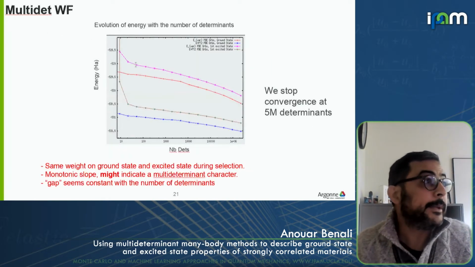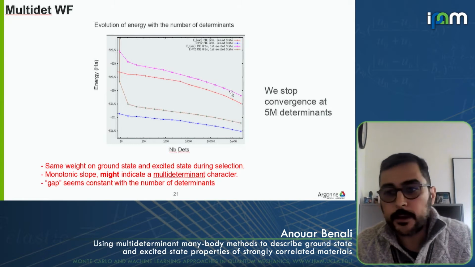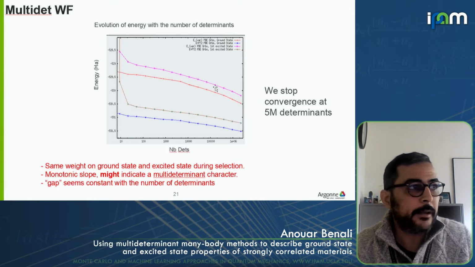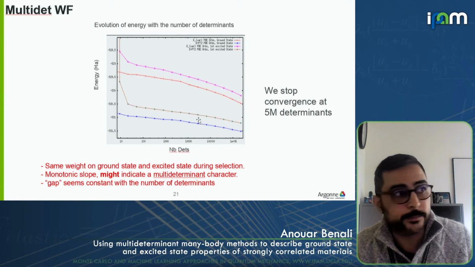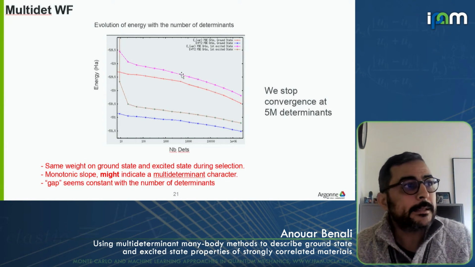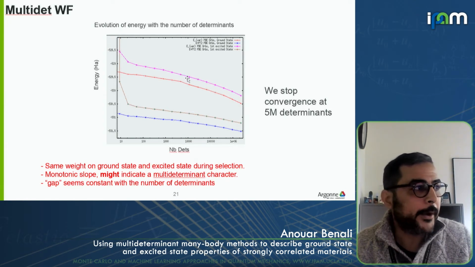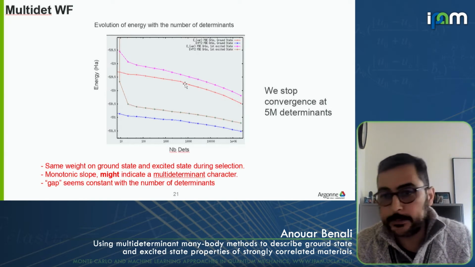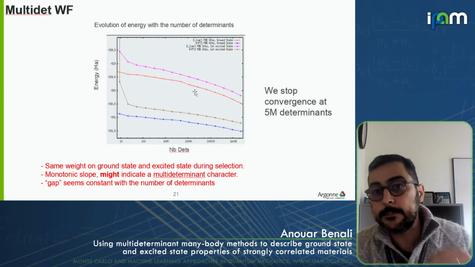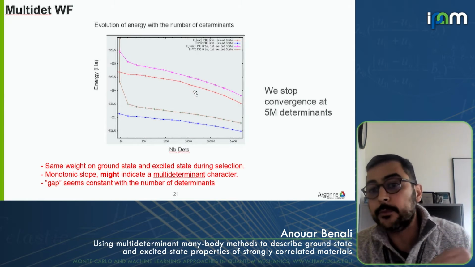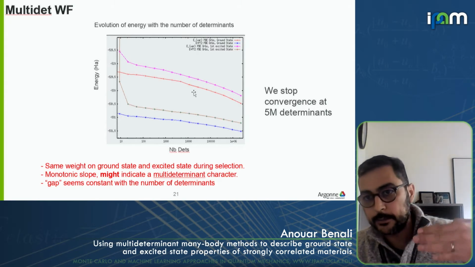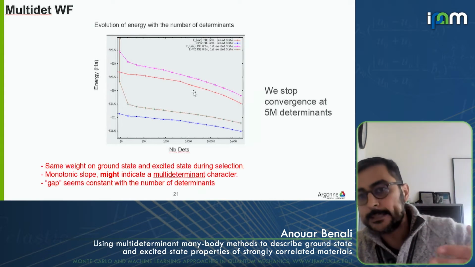And this is very important because when we see the convergence, yes, we are far from converging our system to the full CI limit, but we see that here we have the variational energy, and here we have the variational energy corrected from PT2. In the lower curves, we start seeing that there is some type of monotonic slope happening first, and then that the gap, the difference between the ground state and the excited state, seems to be fixed, which is very good for us. That means that we are introducing really the same weight, or at least the same level of correlations, when we add multi-determinants to the ground state as we add to the excited state.